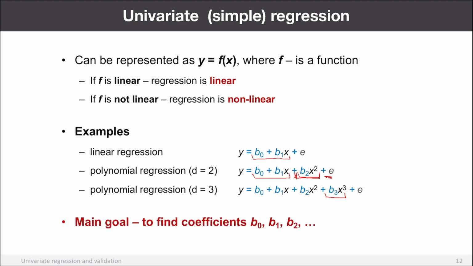Okay. So the main goal in all these cases is to find the coefficients. So you have b0, b1, b2 in all these polynomial regression functions. And then you need to find these coefficients. You need to turn them into numbers in order to make the best fit possible.